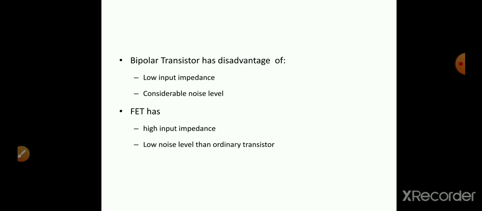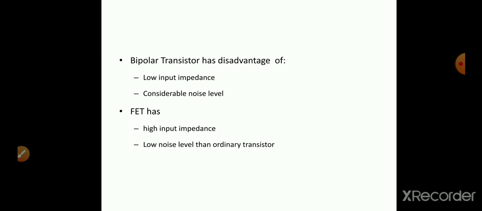In short, we call a field effect transistor a FET. FET has high input impedance and low noise level compared to an ordinary transistor. Ordinary transistor means bipolar junction transistor. Low noise level is mainly because only majority carriers are present in an FET. There are no minority carriers. That's why the noise level is also reduced. It has high input impedance.